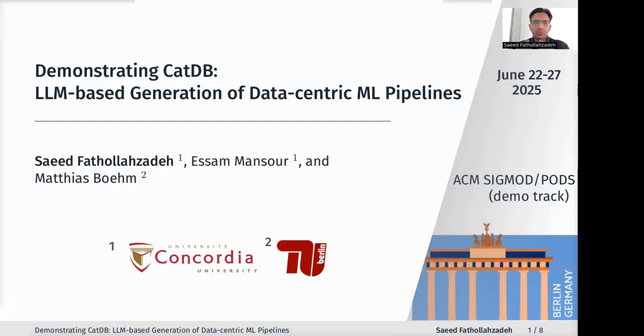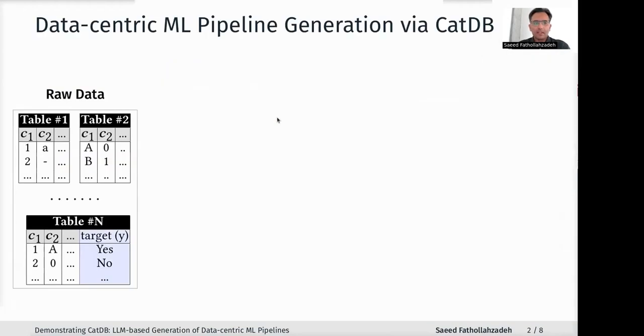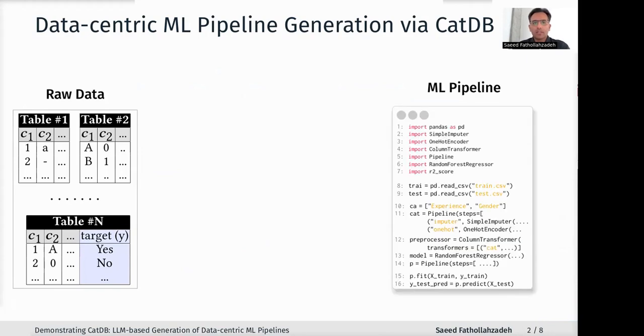This talk will have two parts. In the first part, I will present the background of CatDB, and in the second part, I will demonstrate CatDB in action. Imagine an end user or data scientist analyzing a domain-specific dataset without being a domain expert. Given a tabular dataset represented in a single or multiple files and an ML task such as classification or regression, our goal is to build a data-centric ML pipeline.